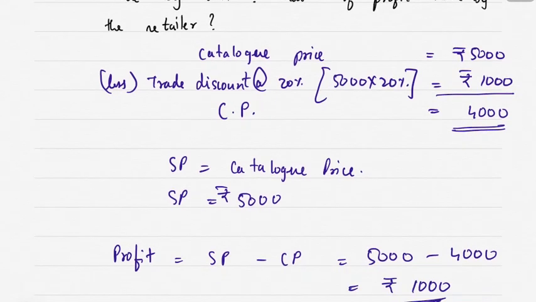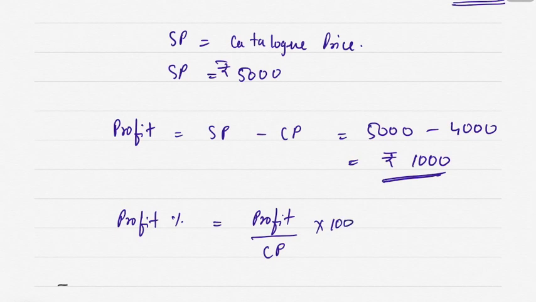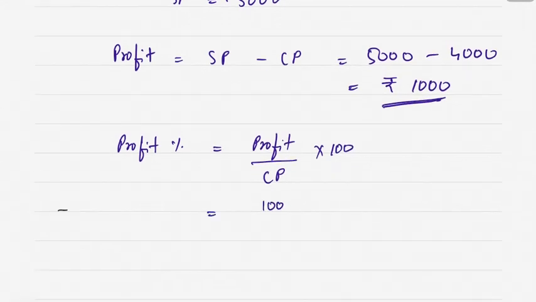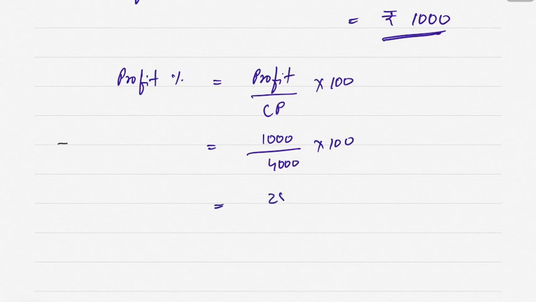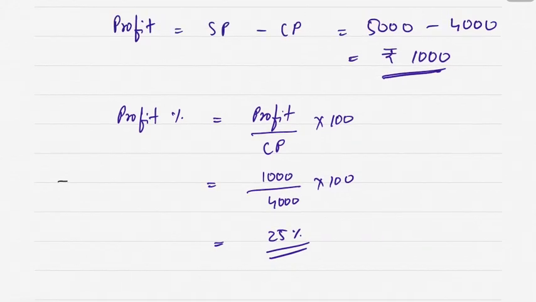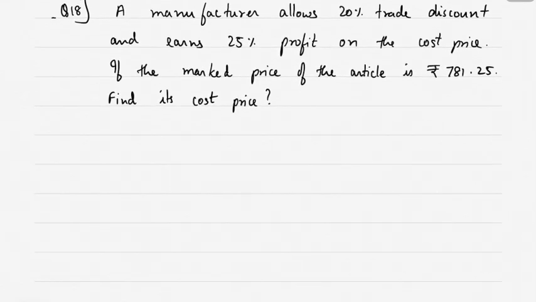Okay. What percent of profit is made by the retailer? So profit percent is equal to profit upon cost price into 100. So 1,000 upon 4,000 into 100, which comes to 25%. Okay. Let's see the next problem. This is the last problem for the day.